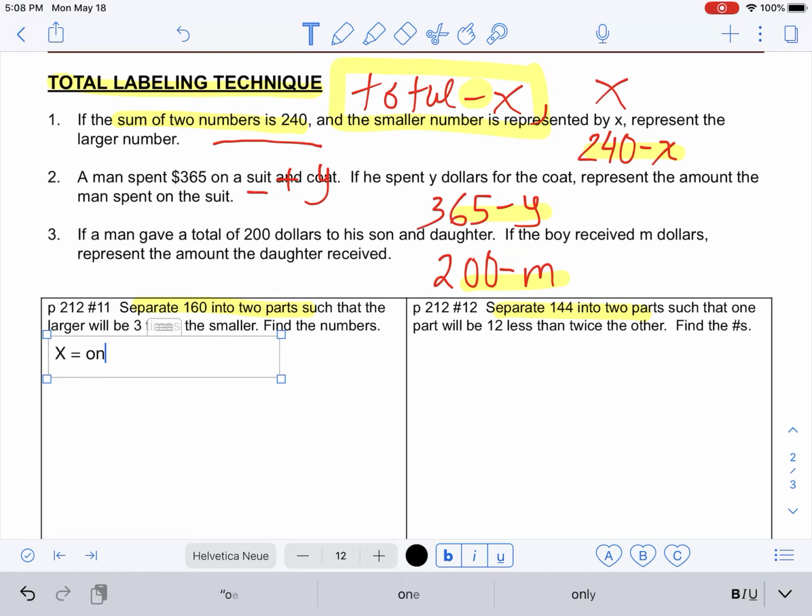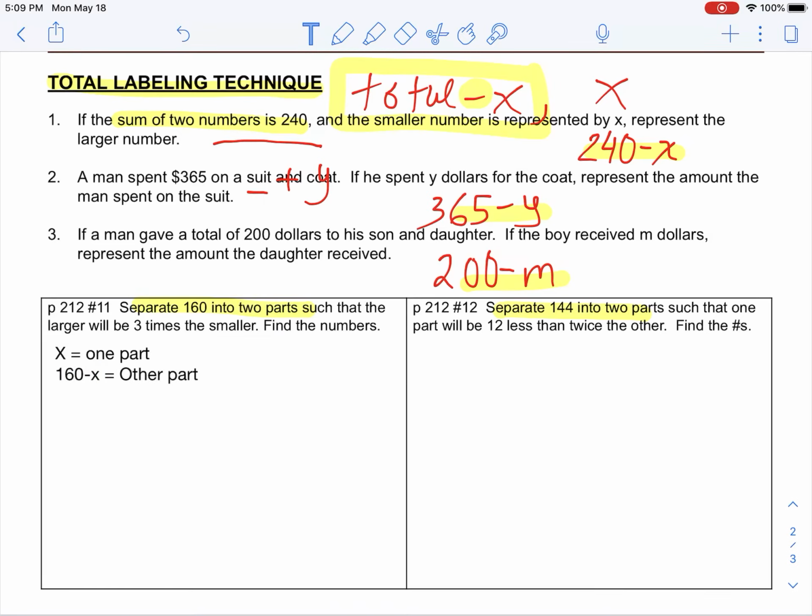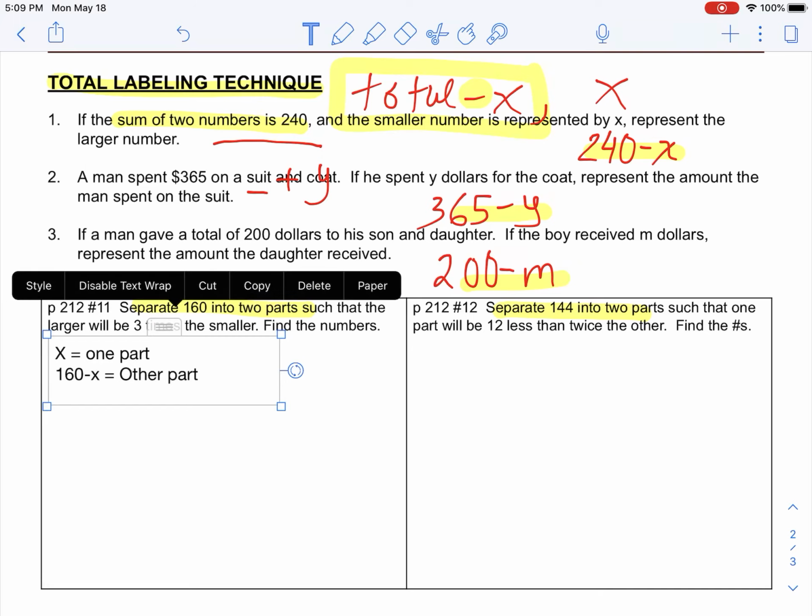So separate 160 into two parts. So x is going to be one part, and what would be my other part? The other part is going to be, I need to use x. Okay, good. That would be, wait, x minus 160? No, 160 minus x. Remember, total minus the part.